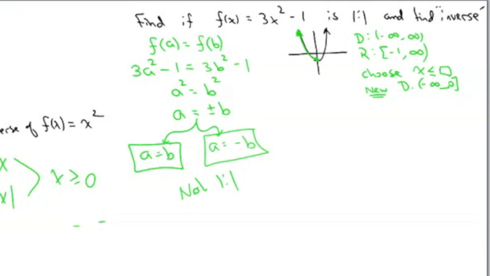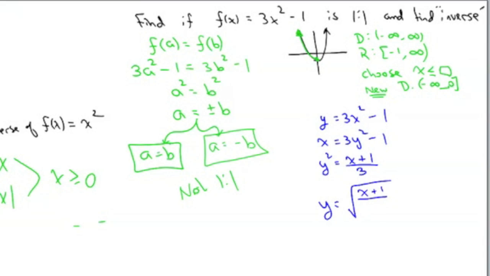Okay, so we go through our steps. We're going to go y equals 3x squared minus 1, replacing the f of x with y. Second step, take the x's and y's and flip them. So you get x equals 3y squared minus 1. Solve for y: add 1 and divide by 3. So you get y squared is equal to x plus 1, all divided by 3. Now square root it. Now y equals the square root of x plus 1 over 3.